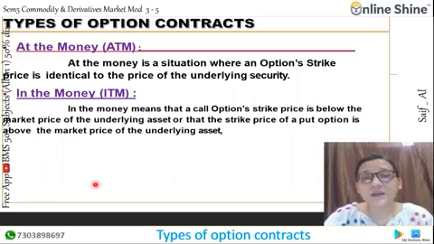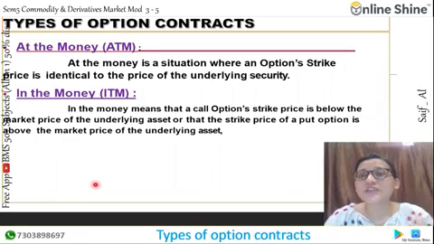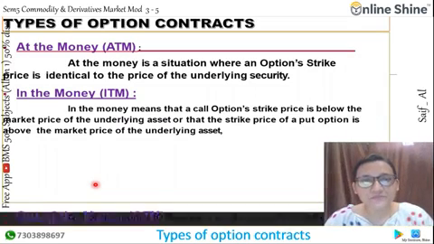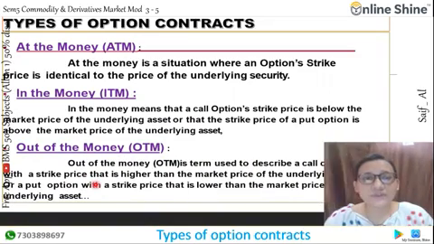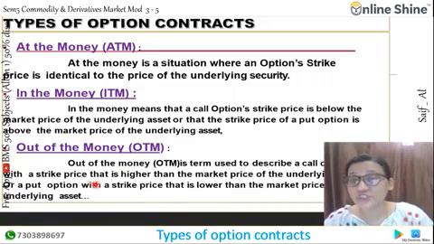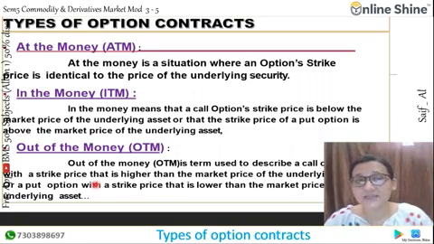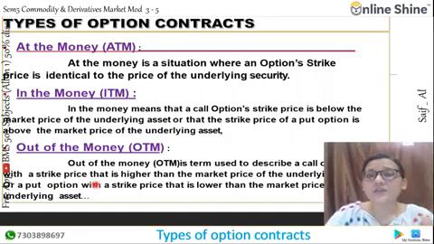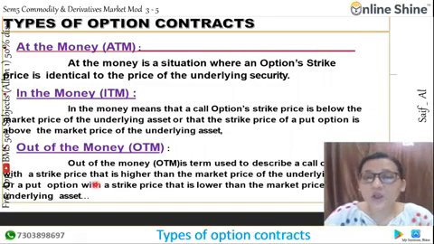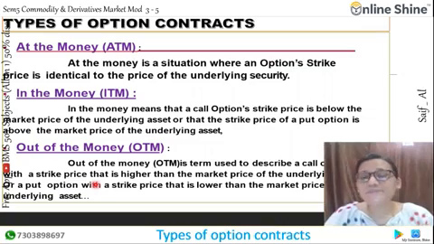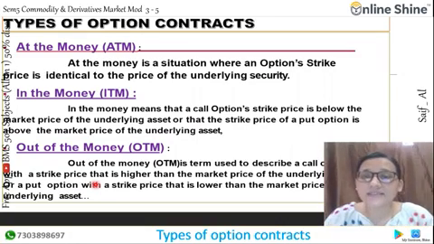But in the put option, the strike price is greater than the market price. Now the third one is out of the money. Out of the money is a term used to describe the call option with a strike price that is higher than the market price. अब call option में just opposite to the in the money, call option में strike price higher होता है market price से, और put option में market price is higher than the strike price.